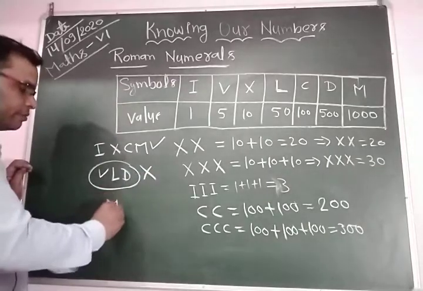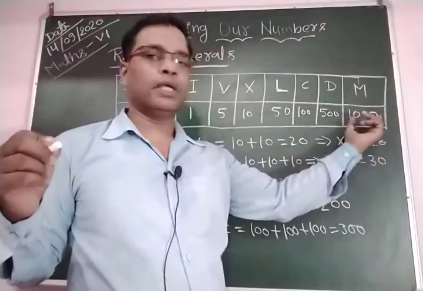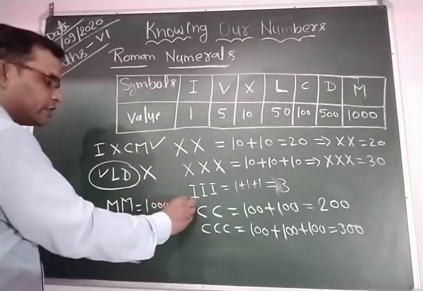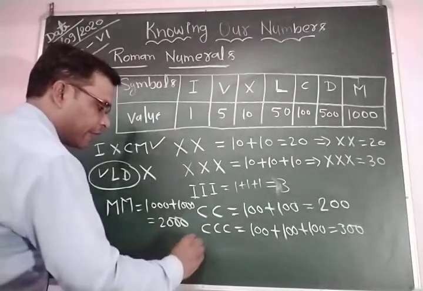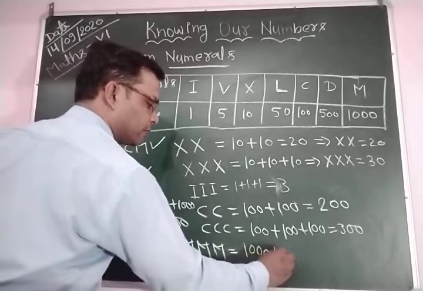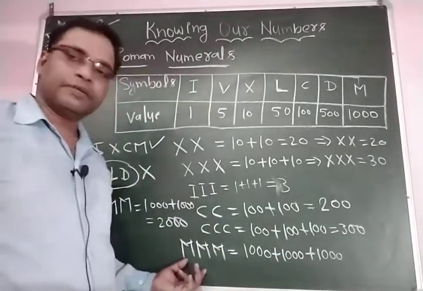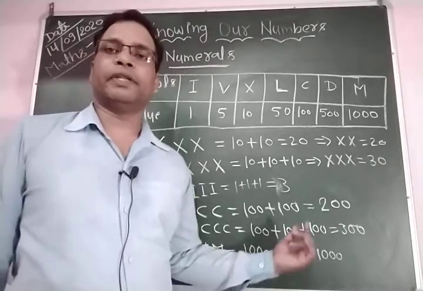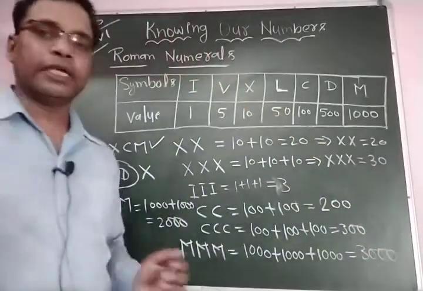And if M is repeated 2 times, what is the value of M? The value of symbol M is equal to 1000. So here we write M 2 times, so this is equal to 1000 plus 1000, this is equal to 2000. Clear? If you write M 3 times, here you can see M repeated 3 times, so the value is 1000 plus 1000 plus 1000, this is equal to 3000. You can write here 3000.